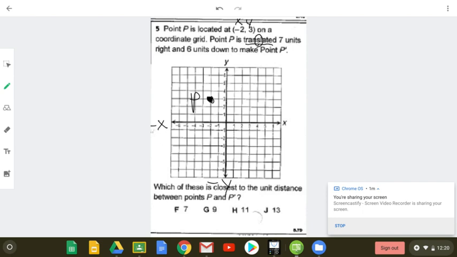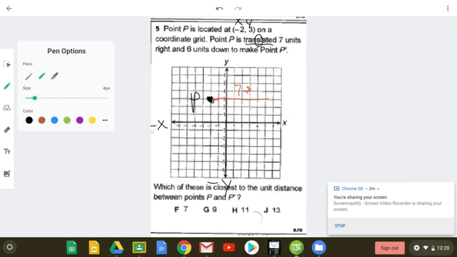It says that point P is going to be translated, or slid, 7 units right and 6 units down. So all I'm going to do here is count 7 units right and 6 units down from that point. 1, 2, 3, 4, 5, 6, 7. So I've got 7 units right there.